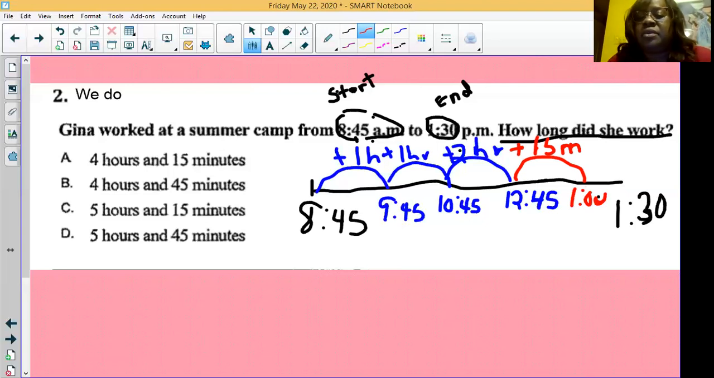All right, so now we're at 1 o'clock. So 1 o'clock is how many minutes away from 1:30? Think about it on your clock. And you're exactly right. It is exactly 30 minutes away. So put plus 30 and put M for minutes.